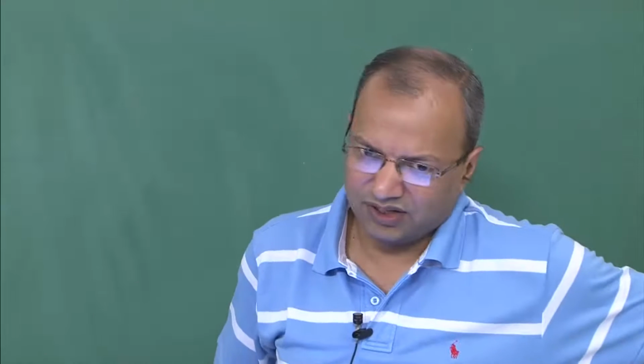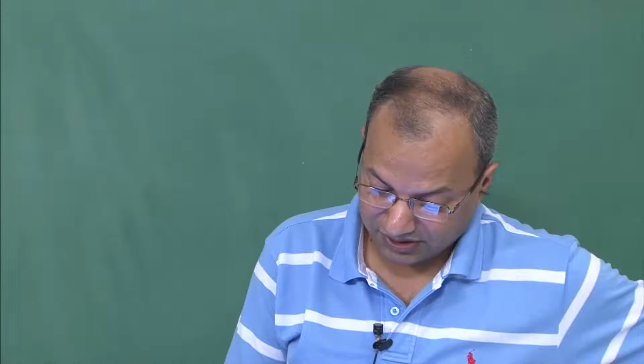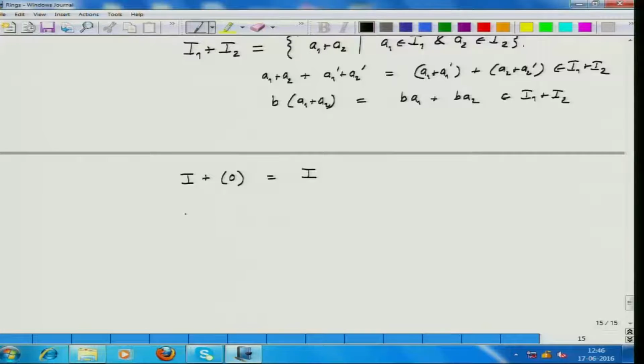Now multiplication of ideals. How about that? How do we define multiplication of ideals? If you try to define it, let's say I1 times I2 is, in exactly the same way, the set of products A1 A2, where A1 is in I1 and A2 is in I2. And let's ask the question, is this an ideal?